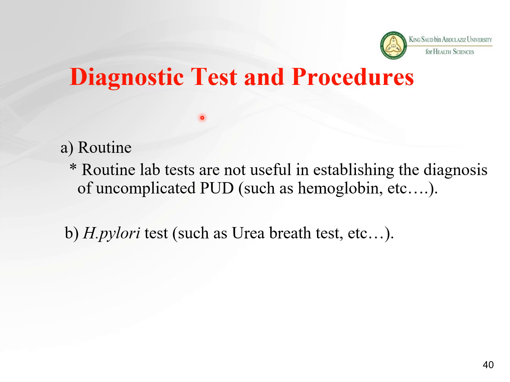Now the diagnostic tests and procedures that we have. Routine tests such as hemoglobin are not useful for diagnosis of uncomplicated peptic ulcer disease. These tests are not applicable. So what we can use here is the breath test, the urea breath test. It is used for H. pylori.